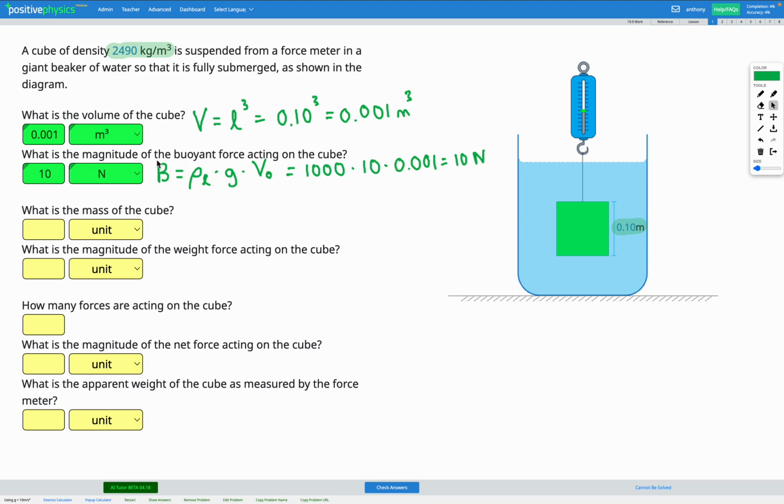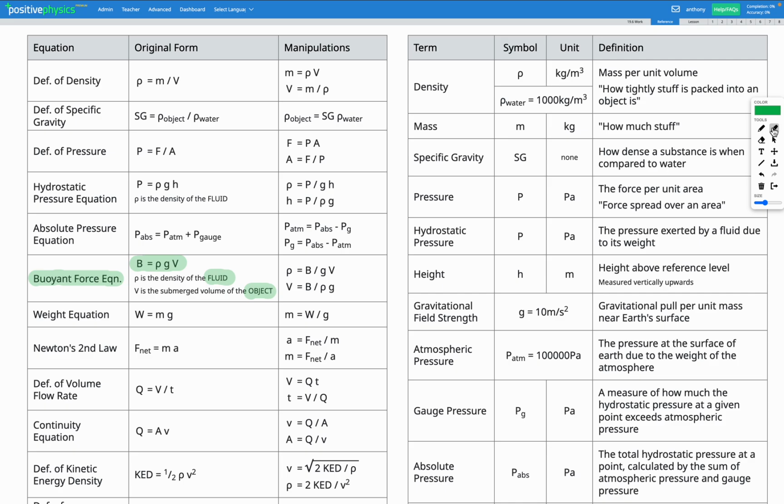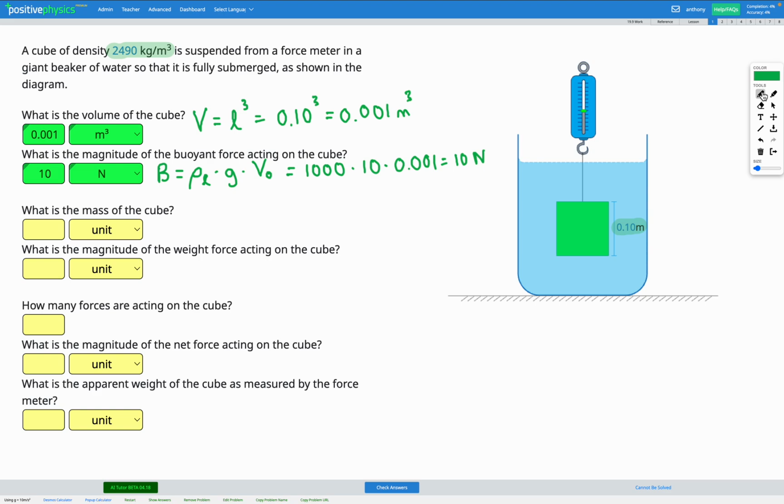All right, okay, we've got our buoyant force. Next step, we want to figure out the weight of our cube. So first we want to figure out the mass of our cube. We know its volume from this first question. We know its density, so we can use the density equation to figure out the mass. Here's our definition of density equation. Density is mass divided by volume.